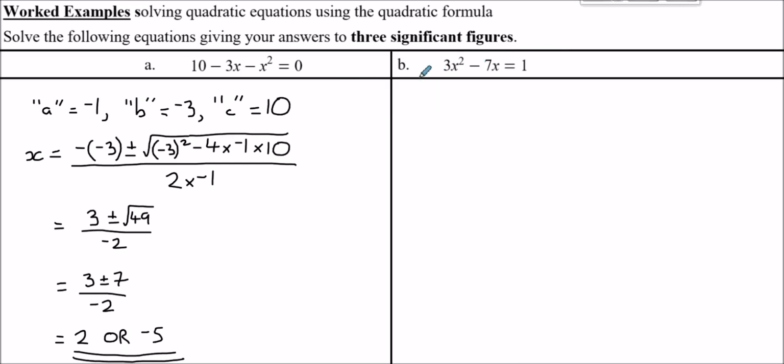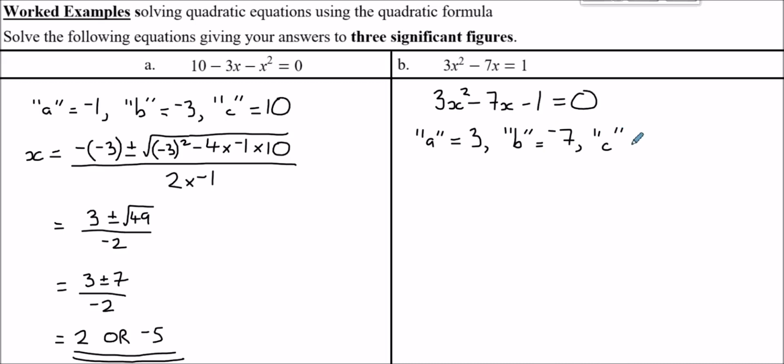Anyway, part B, moving on. We haven't got this in the standard form, so we need to rearrange this to 3x squared minus 7x minus 1 equals 0. Once you've done that, we can see we've got a, which is 3. We've got b, which is minus 7. And we have c. The constant term at the end is minus 1.